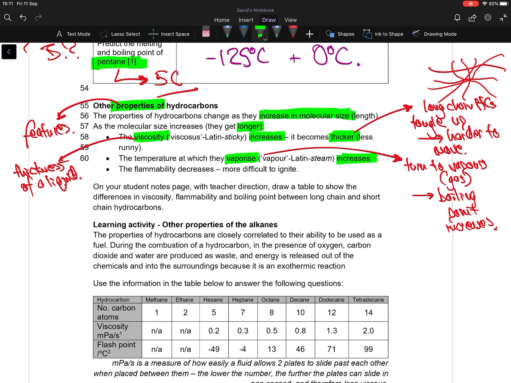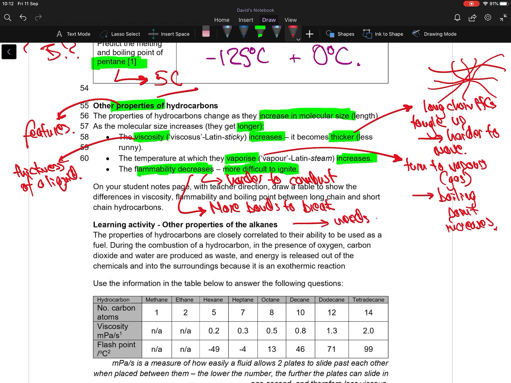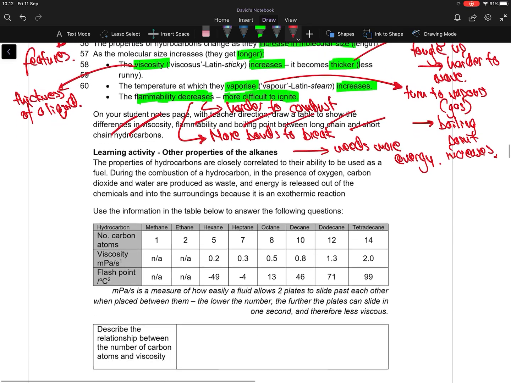And then the flammability decreases. They're more difficult to ignite. They're harder to combust or harder to burn. Now, if you've got a longer chain, there are more bonds to break, which requires more energy. Now, as it says, you can draw this out in the table below, but I don't think we need to do that here because we've got all of that information on this page here. So we've got another activity to do.